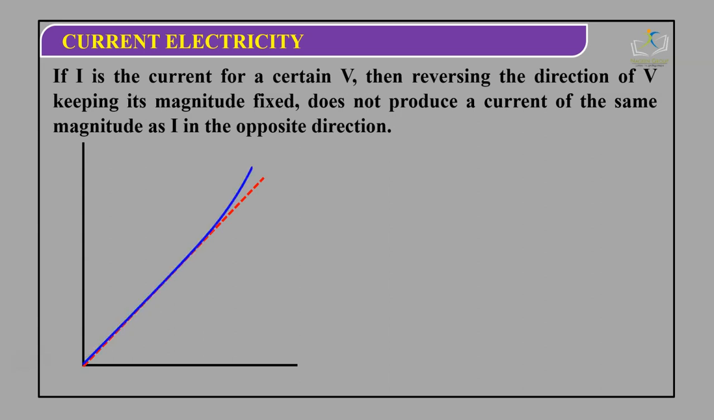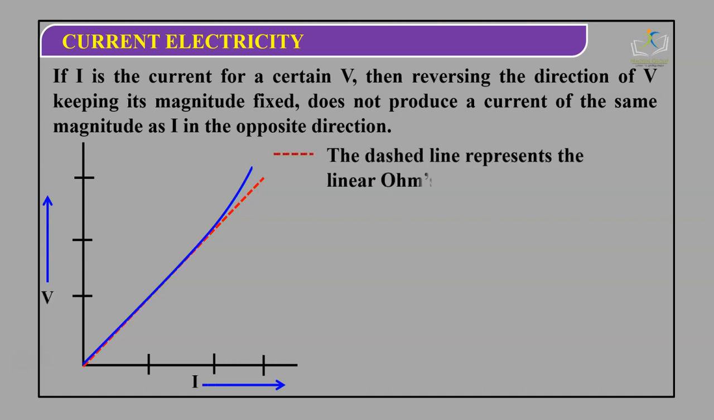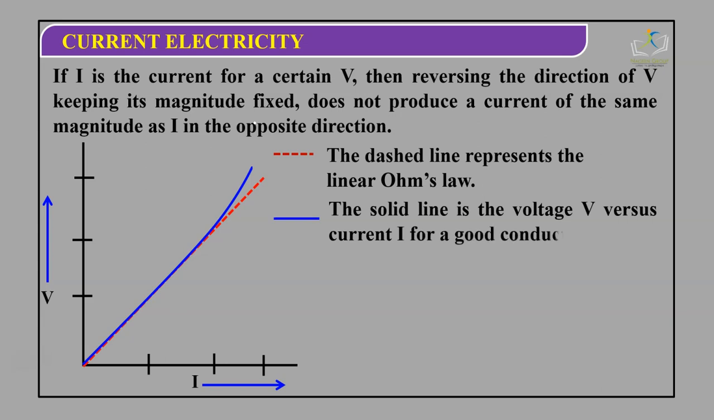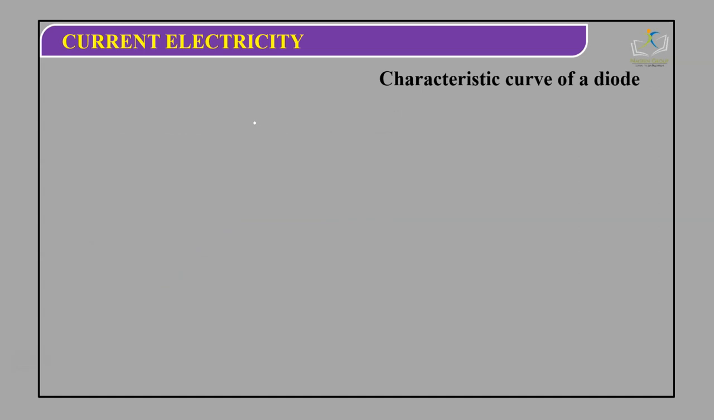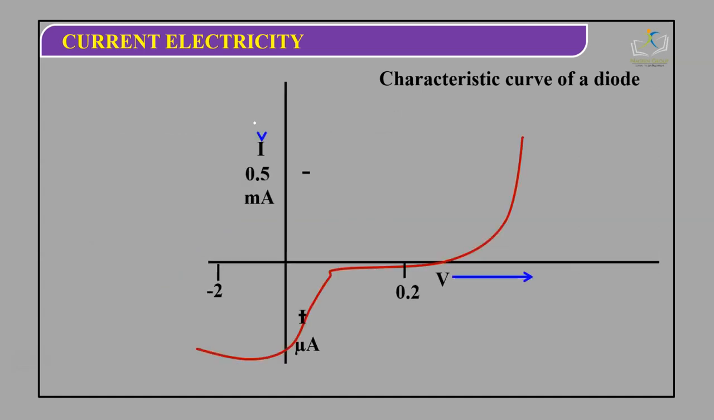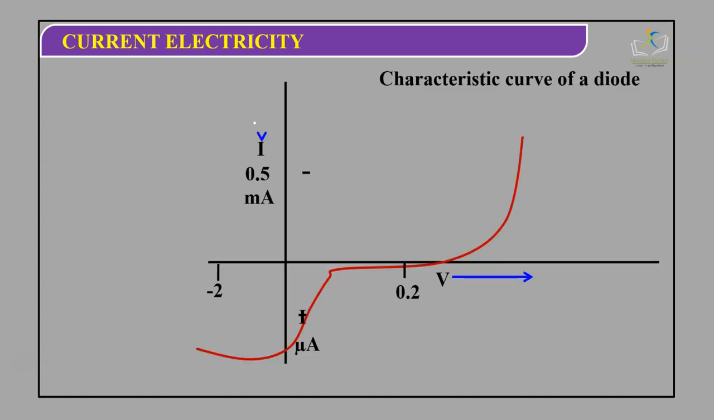So, this is a graph of V and I. The dashed line represents the linear Ohm's law. The solid line is the voltage versus current I for a good conductor. This is the characteristic curve of a diode. As you can see, this line is also not straight. So we can say that this is not following Ohm's law.